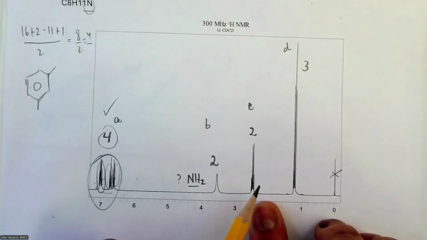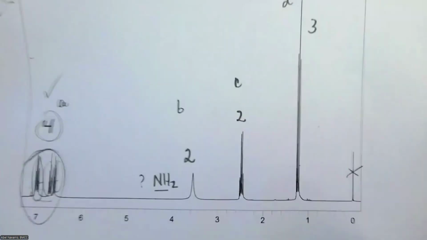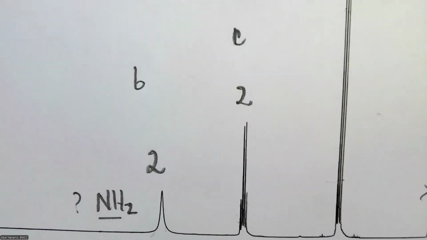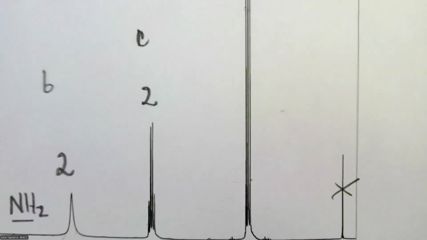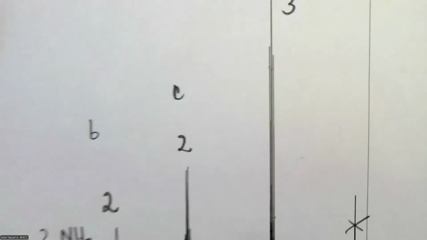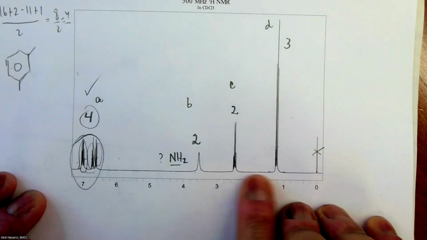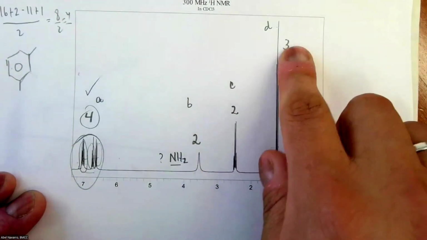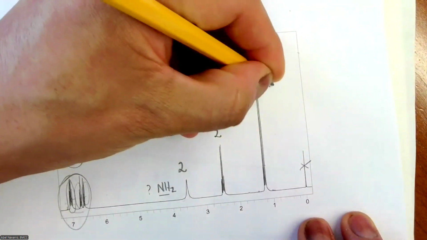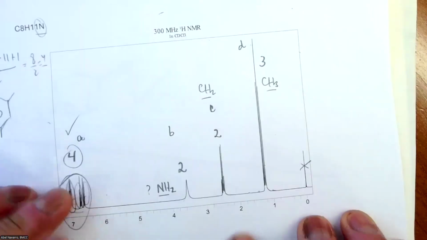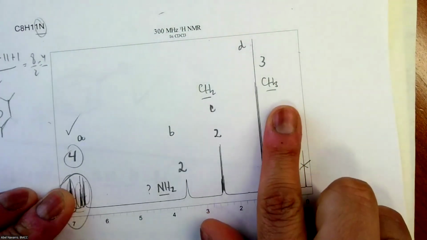What else? Quartet. Let me see. You can see it closer. Quartet. You see it? Yes, I'm sure you guys see the quartet. And this is the triplet. You see the 3 bars? Triplet. What is a quartet followed by a triplet? 2 and 3. An ethyl group. Yes, correct, guys. Correct. CH2 next to CH3.